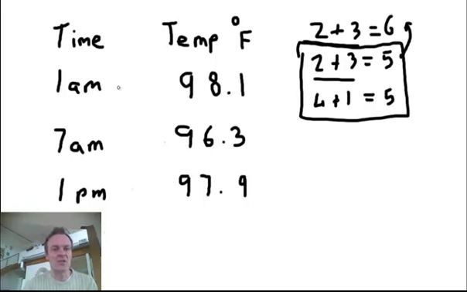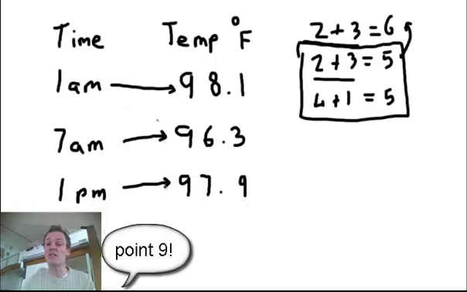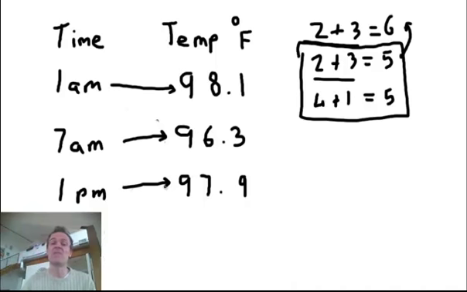So again, if you look at this, at 1 o'clock I was 98.1. I wasn't 96.3 as well. That makes no sense. Let's erase that. I can't have two different temperatures at the same time of day. At 7 a.m. I was 96.3. At 1 p.m. I was 97.1. I'm only getting one answer for any particular time of day.